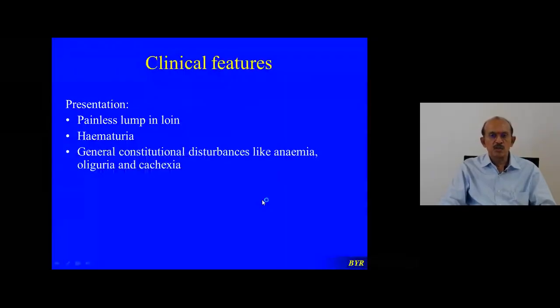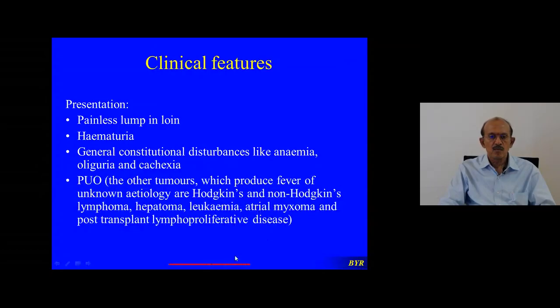General constitutional features like anemia, oliguria, and cachexia. Anemia is more frequently seen because erythropoietin is affected by the tumor, so the patients develop anemia. There may be oliguria and cachexia. There may be pyrexia of unknown origin. Sometimes the patient will come to you with fever, not with the lump. So the patient will be investigated for PUO.